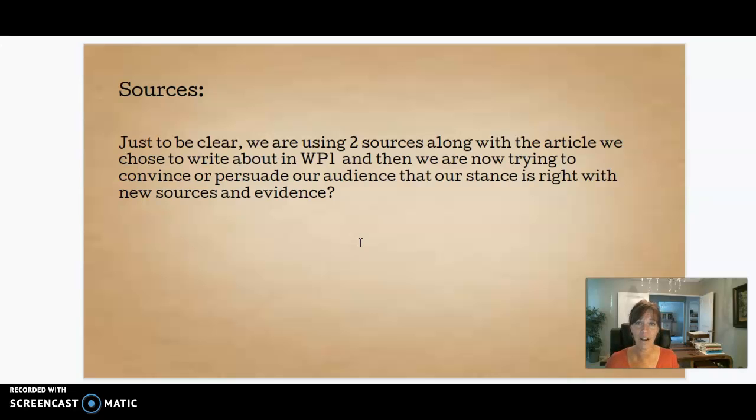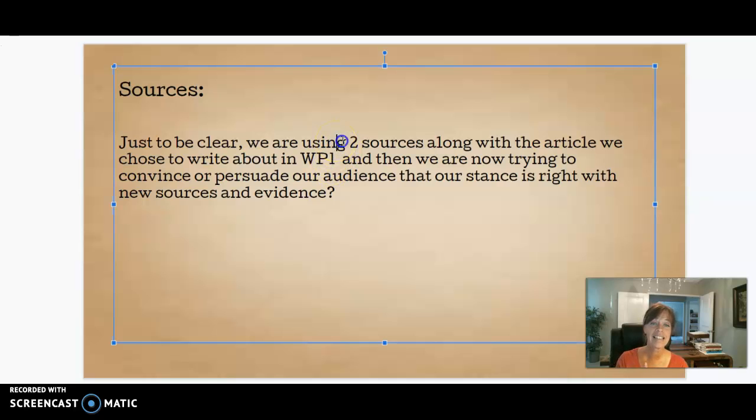Okay, on to Writing Project One. One thing I do want to touch on: it asks, are we using two sources along with the article? No, we are only bringing forward two at the most, not two along with the original article. You can bring two articles from Writing Project One forward at the most, one or two.